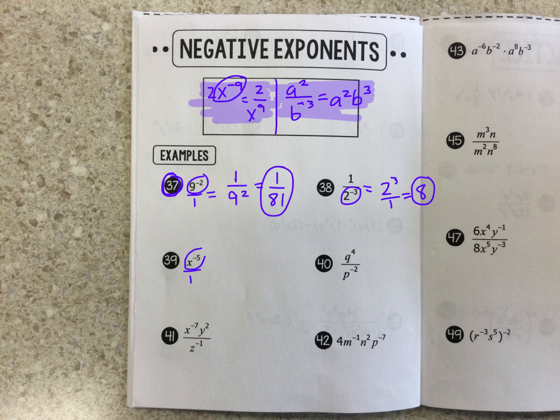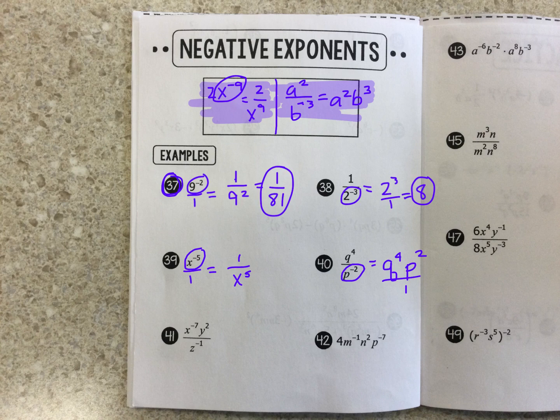This guy, x to the negative 5 is illegal, so I'm going to move it to the bottom. And all I can say is x to the 5th, because I don't know what x is, so I can't do any more there. For the next one, that bottom stuff is illegal, so the Q4 stays on top, and the P squared joins it. You can put it over 1 if you want.